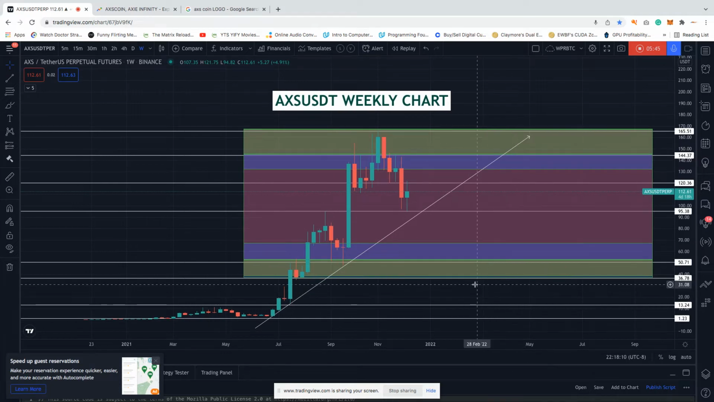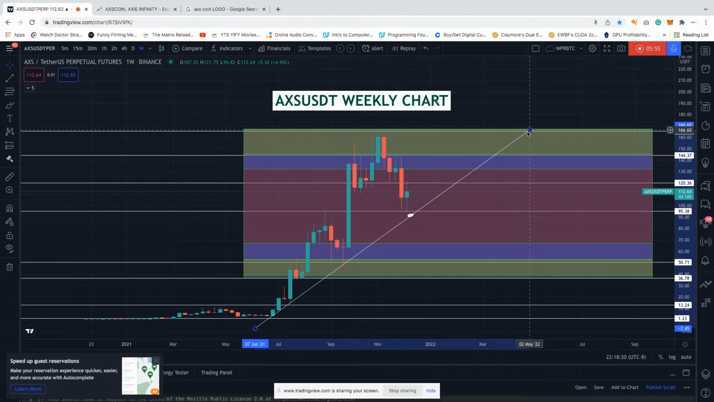If you look closely here, you see that price is yet to touch this line. Okay, I think we can still adjust the line up a little. Yes, but there's still a little gap between this line, right?